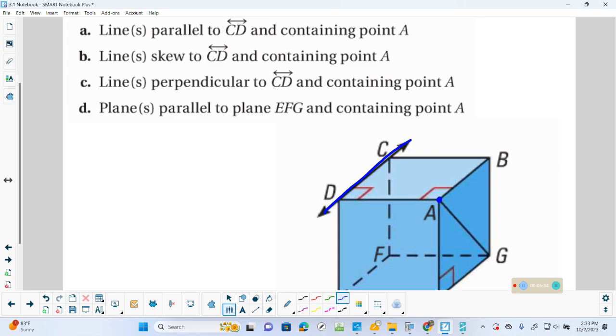Well, parallel to it, of course, is going to be this guy. And remember, they're telling you that that really looks like a segment, but that's really part of a line. So I'm going to call that line AB.